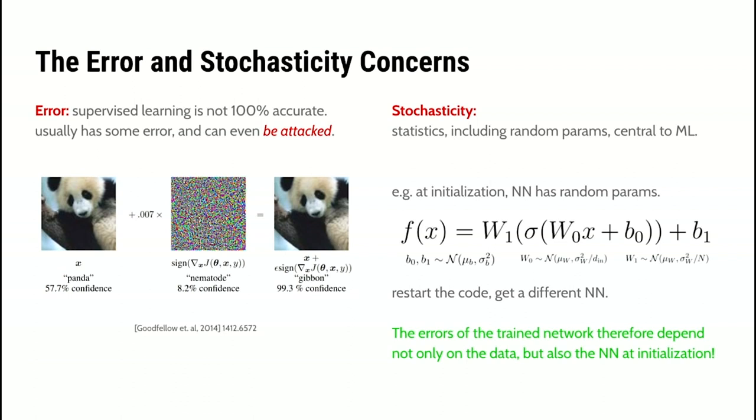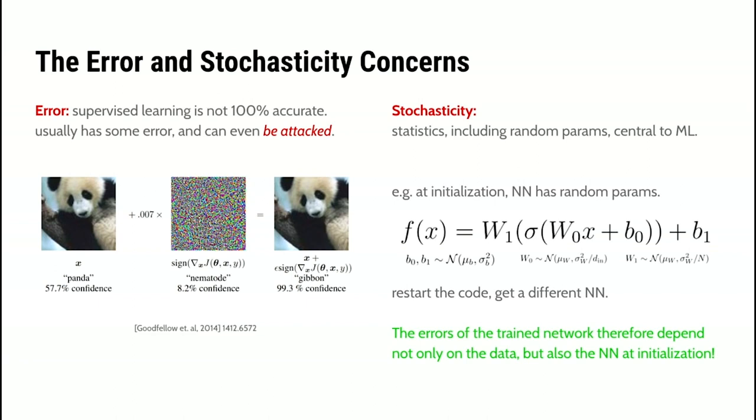But there are other concerns that you might have. One is that if you have a trained supervised learning algorithm, in general, it is not 100% accurate. It fails, and it has failure modes. One might call that error. And in particular, they can even be attacked. This is a famous example from 2014. Okay, so we can all agree this is a panda. There was a neural network trained to recognize pictures in something called ImageNet, which is a big image database. And the network was 57.7% confident that this was a panda.